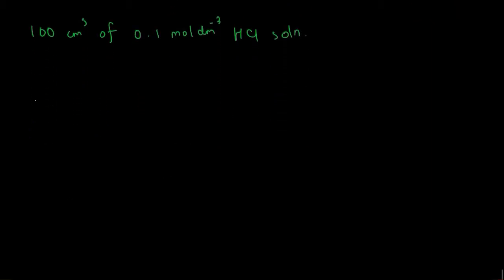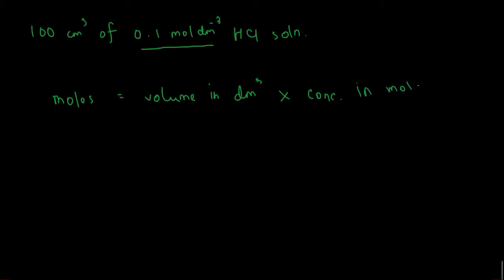So we're gonna use that formula. The formula is moles is equal to volume times concentration. As the concentration is in mole per dm cube, my volume needs to be in dm cube. Volume in dm cube times concentration in mole per dm cube. Okay. So my volume is 100. I don't know if you know this. Whenever you're converting the volume from cm cube to dm cube, you have to divide that value by 1000.